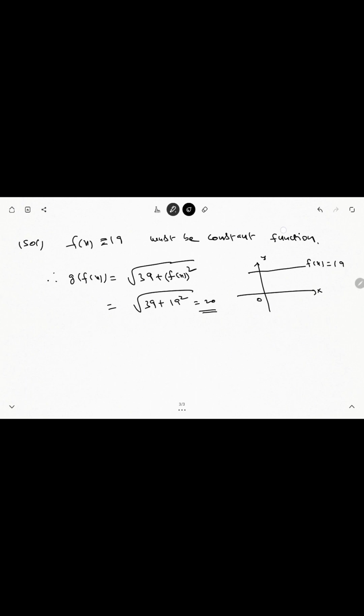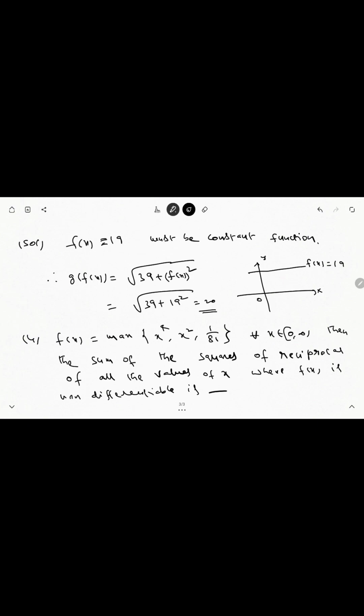Next problem. f of x is equal to the maximum of x to the power of 4, x square, 1 by 81 for all x belongs to 0 to infinity including 0. Then find the sum of the squares of the reciprocals of all the values of x where f of x is non-differentiable. So we have to find the non-differentiable points of this function.